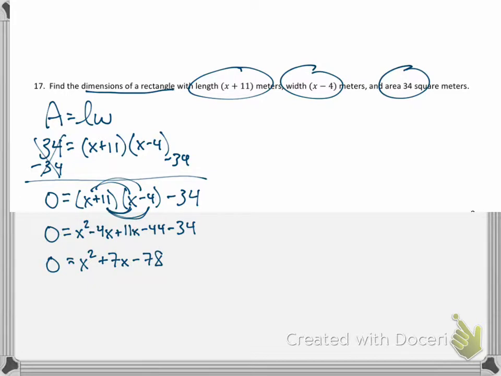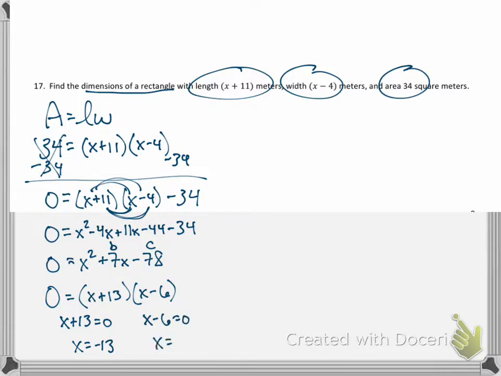video. That's a good thing, because now what we can do is refactor this apart with that 34 included into the mix from the original start of the problem. So we're going to go ahead and use our trinomial strategy, figure out what multiplies to negative 78, adds to 7. Positive 13 and negative 6 will do the trick. So now I'm going to solve for x, and get x equals negative 13, x equals 6.